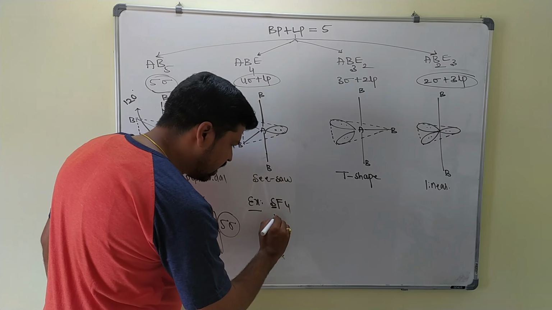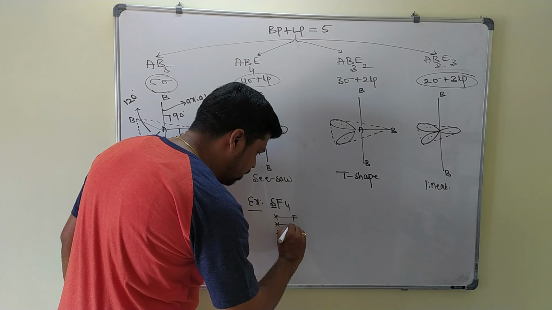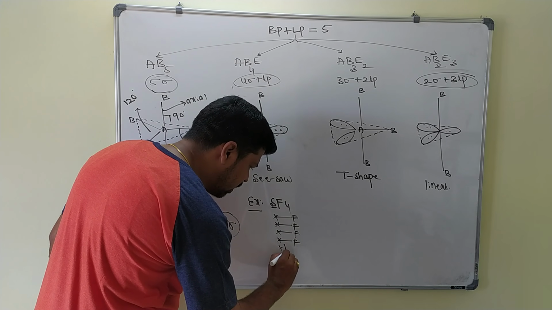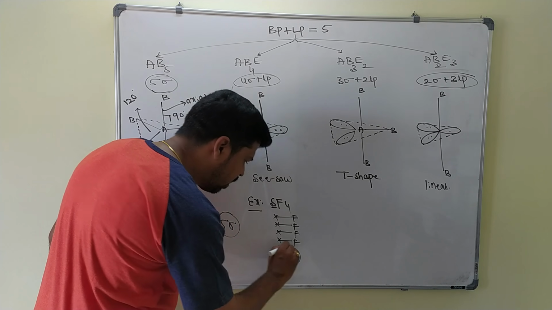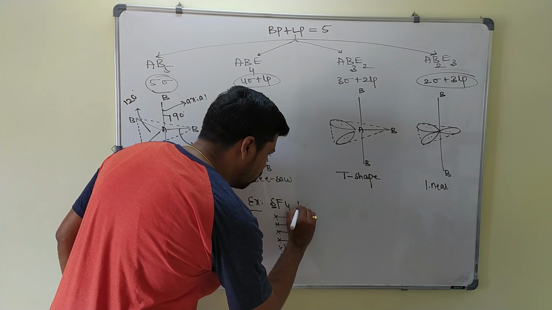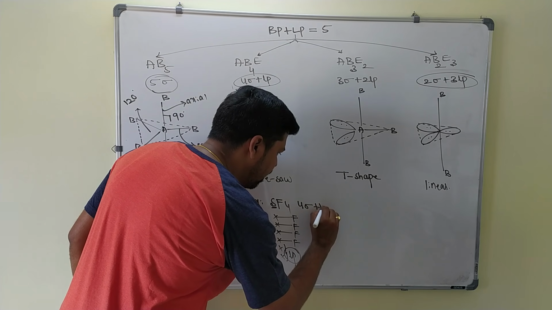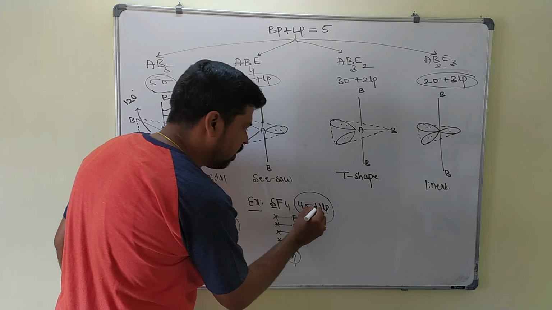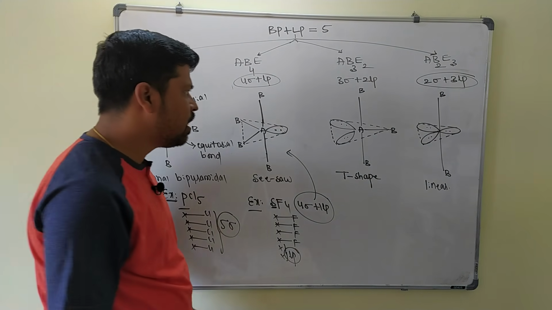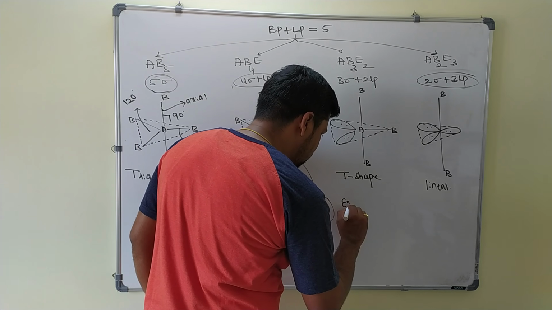Out of the 6 valence electrons, 4 valence electrons are utilized for the bond formation with the fluorine. Next, these 2 electrons which are not involved in the bonding are taken as what? Lone pair of electrons. If you see here, this molecule has 4 sigma bonds and 1 lone pair of electrons. Then what is the shape of the molecule here? Seesaw shape.